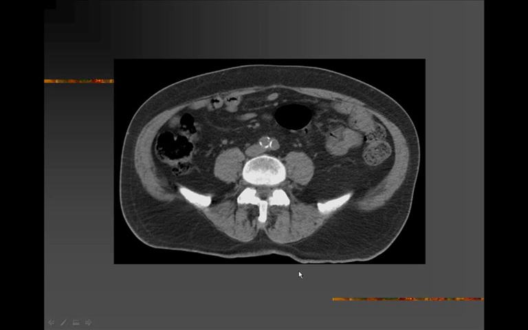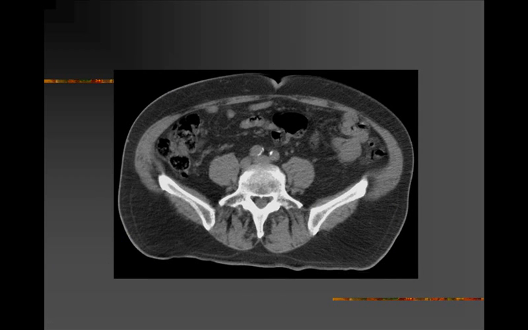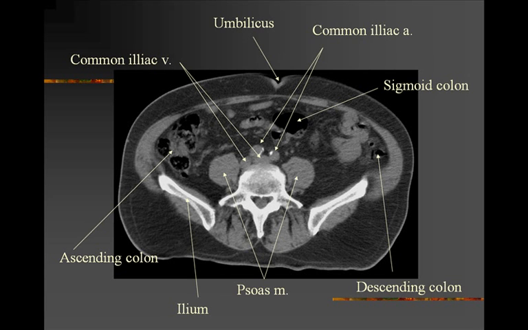Going further inferior, we find a number of important structures here. The bifurcation of the aorta, which is at the L4 level, the inferior vena cava, which is still one structure, and the ascending and descending colon. Going a little bit more inferior, we find the bifurcation of the inferior vena cava into the two common iliac veins. The two common iliac arteries are seen here.